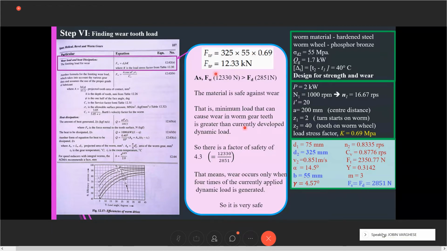And finally, this is the conclusion here. So once we calculate, we say FW, the wear load, is greater than the dynamic load. Now, when we divide, you can see 12330 by 2851.6, almost 4.3. That is the factor of safety is 4.3. Even though some external force acts on the gear and increases the dynamic load, it can increase up to 4.3 times the load acting right now. So it's a very safe condition. So we can move on with the further designing.